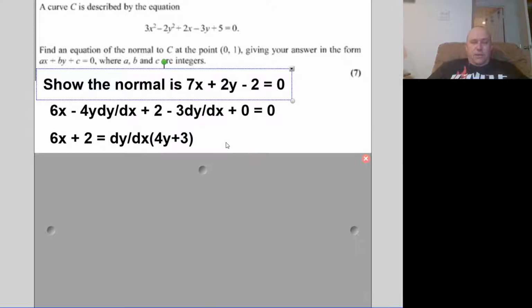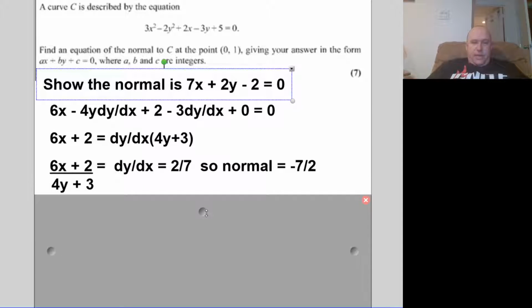We're trying to solve for dy by dx, but I notice both of them are negative. So I'm going to bring them both to the other side, making them positive, and then factor out dy by dx. And my 6x plus 2, I'm going to leave on this side. And then to solve for dy by dx, you can just divide both sides by 4y plus 3. As we know the point (0, 1), if you plug 0 into here, that would be 0 plus 2 is 2. And if you plug 1 into here, that would give you 7.